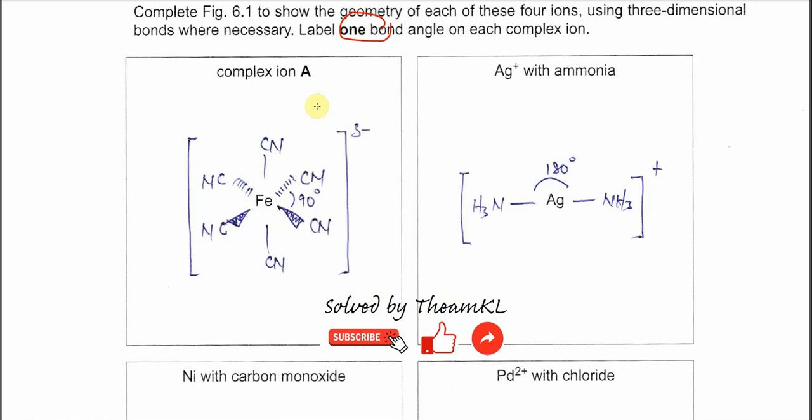What is the bond angle? Only one bond angle is needed, 90. So all the bond angles are 90 degrees, between these monodentate ligands and the iron, the C-Fe-C.